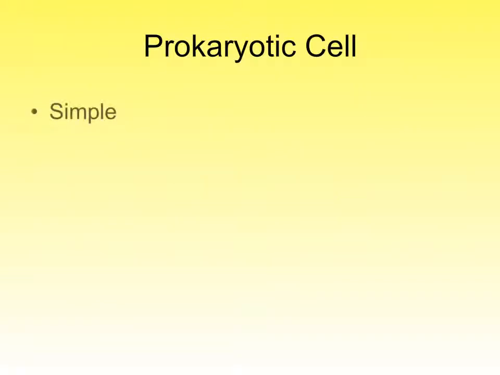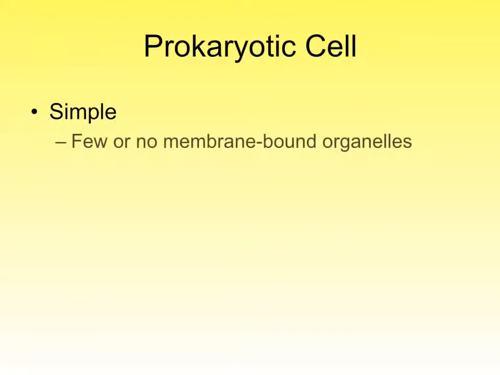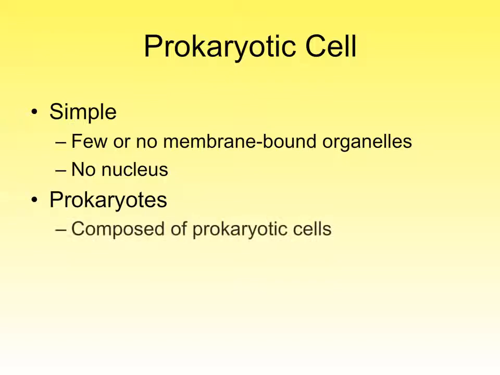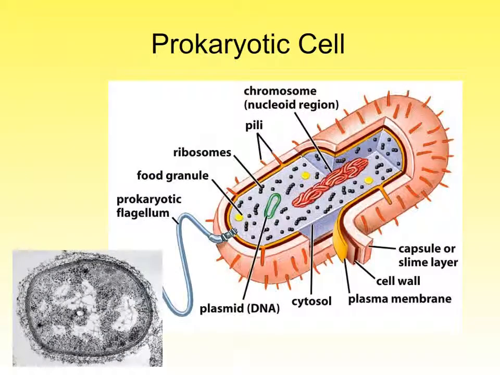The prokaryotic cell is relatively simple. Prokaryotic cells may contain a few organelles, but most do not possess them. Prokaryotic cells also lack a nucleus. Organisms composed of prokaryotic cells are called prokaryotes, and can be found in the domains archaea and bacteria. Prokaryotic cells are relatively small, about 1/10 the diameter of a eukaryotic cell.